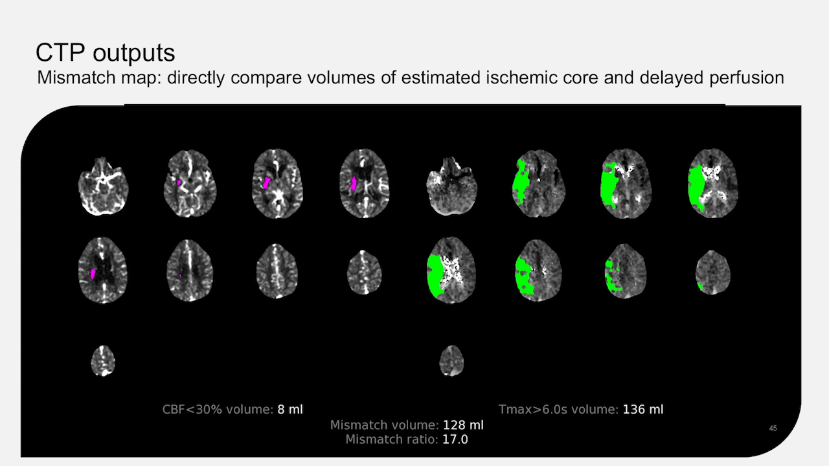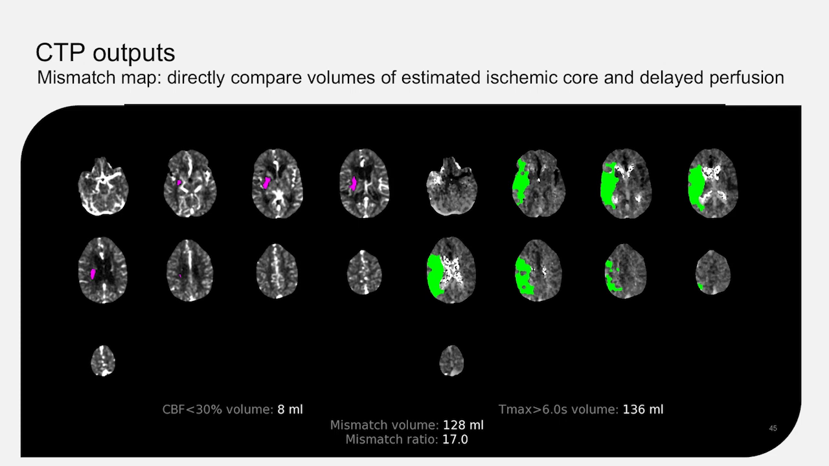That 6 seconds comes from studies with PET scans that show that amount of delay corresponds very well to the penumbral threshold, which is 20 milliliters per 100 grams of tissue per minute. So basically, you're estimating tissue that is critically hypoperfused and likely to go on to die in the setting of acute stroke. On the left side, you see the pink area, and that's an area that has very low cerebral blood flow.